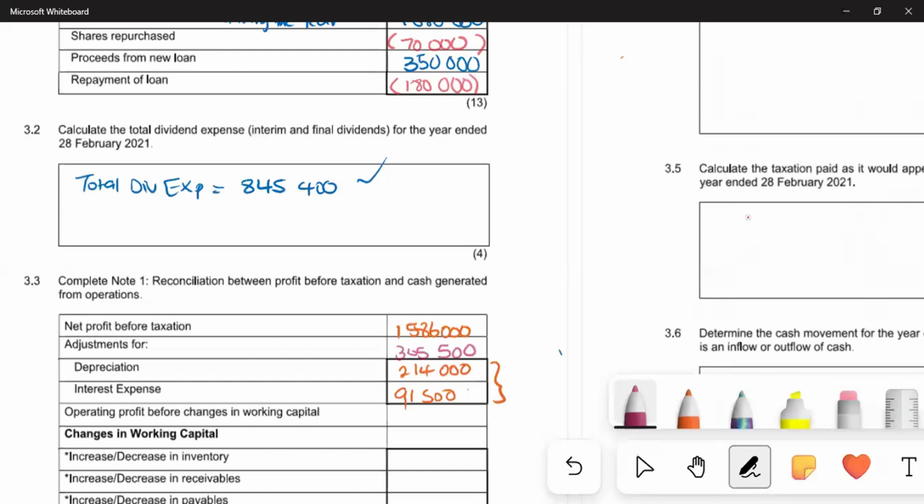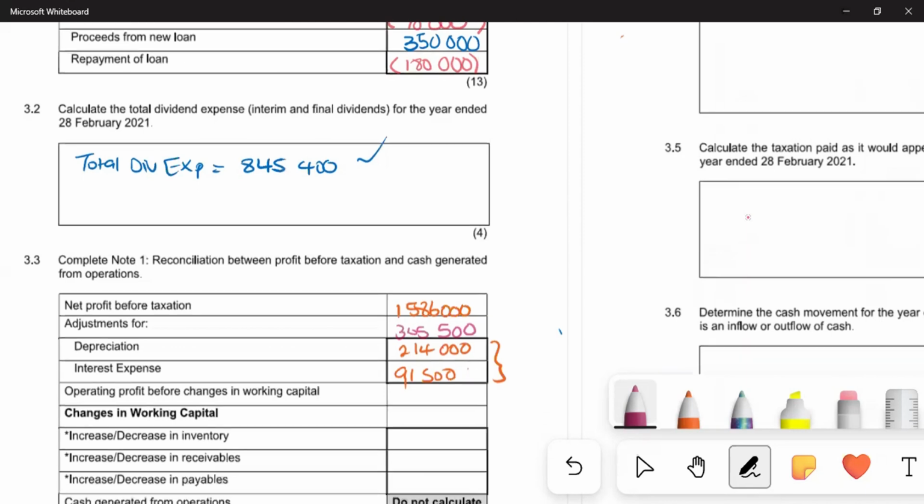Okay. Now, my operating profit before changes in working capital, I'm going to take my net profit before tax. I'm going to add it to these adjustments. So 1,586,000 plus 305,500. This is going to be equal to 1,891,500.